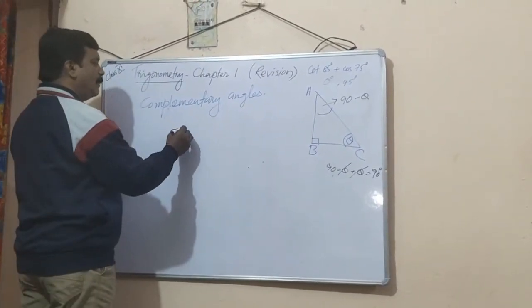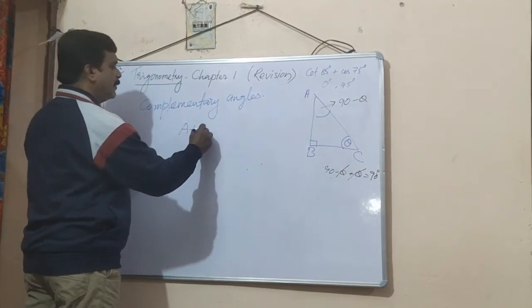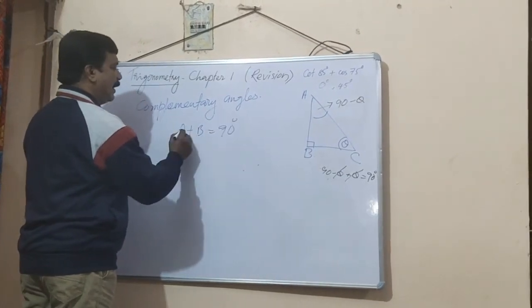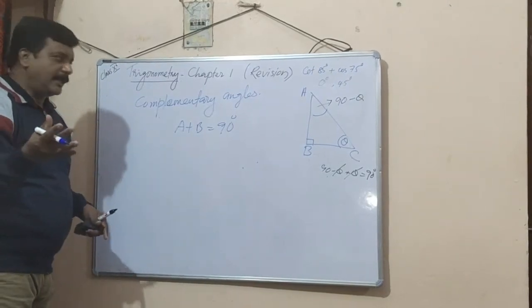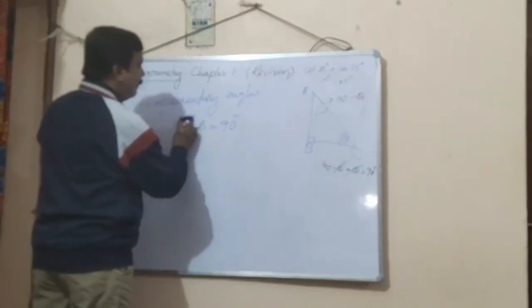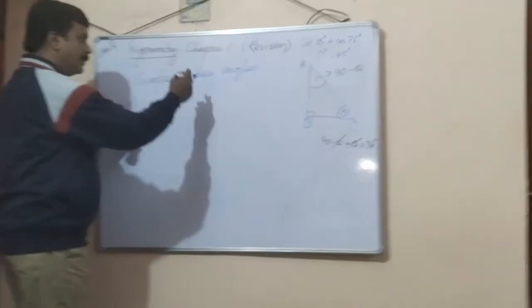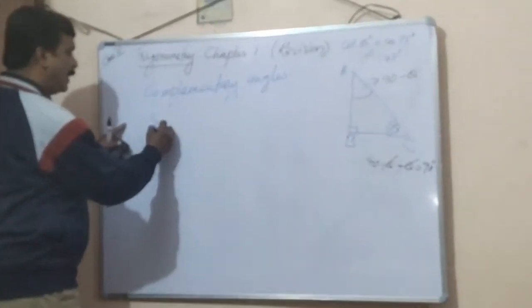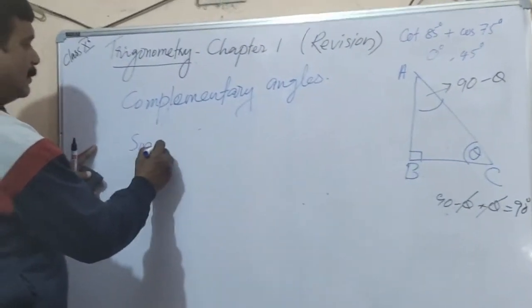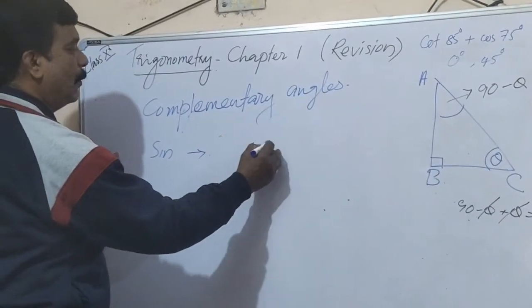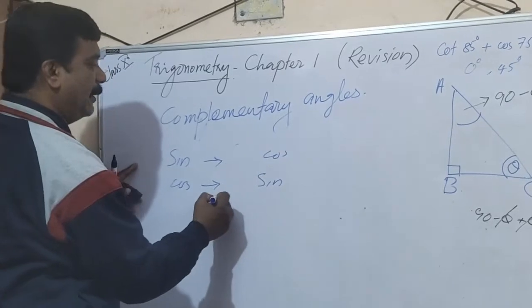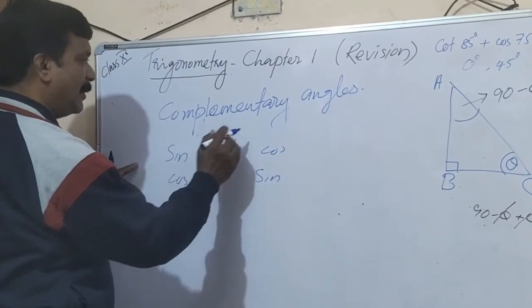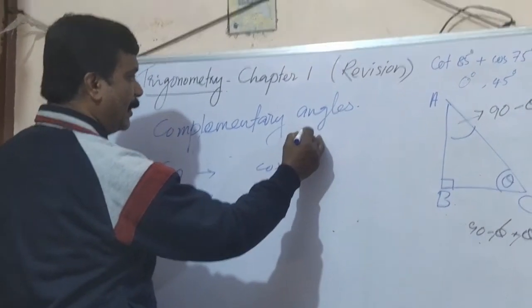Okay. Complement means, you know, suppose A plus B is equal to 90 degree. We say A and B angles are complement to each other. That is, if the sum of the angles is 90 degree, that is complementary angles. So complementary angles in trigonometry is like this. For example, sine complement will be cos. Cos complement will be sine.